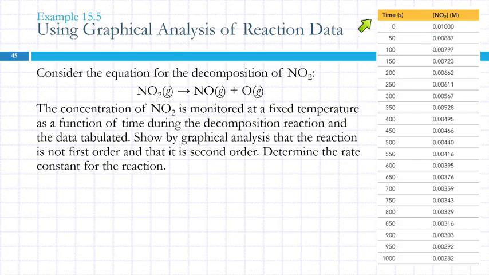So we've got this data here. So to show that it is not first order, we would graph it using the integrated rate law for the first order reaction. So we would calculate the natural log of NO2 and graph that versus time.